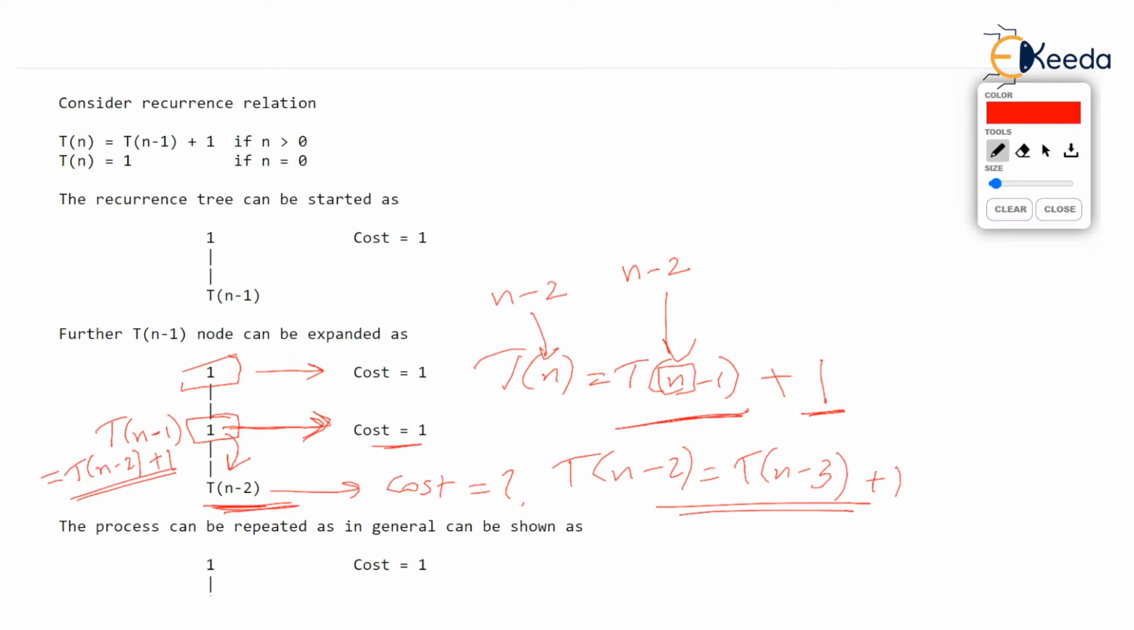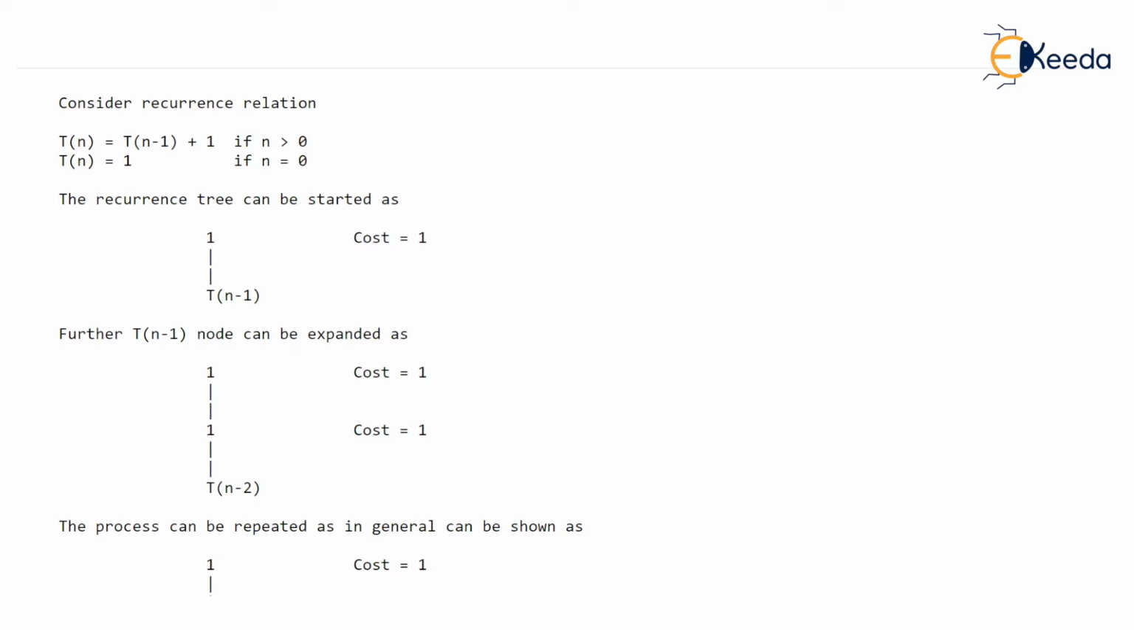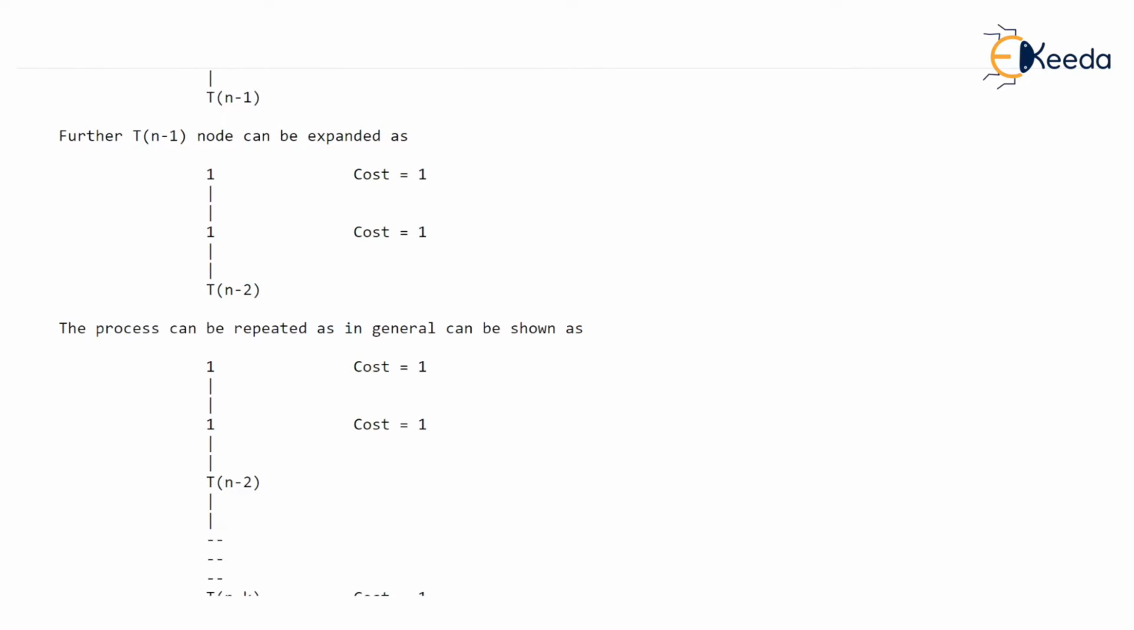Isn't it so? So if I extend the tree, I'm drawing it here 1, then 1, and then we had Tn minus 2 here, isn't it? But Tn minus 2 is again 1 added with Tn minus 3. I hope you are understanding. And this goes on. The cost at each level will be 1. This simply goes on. That's what I have written in the next part of our description.